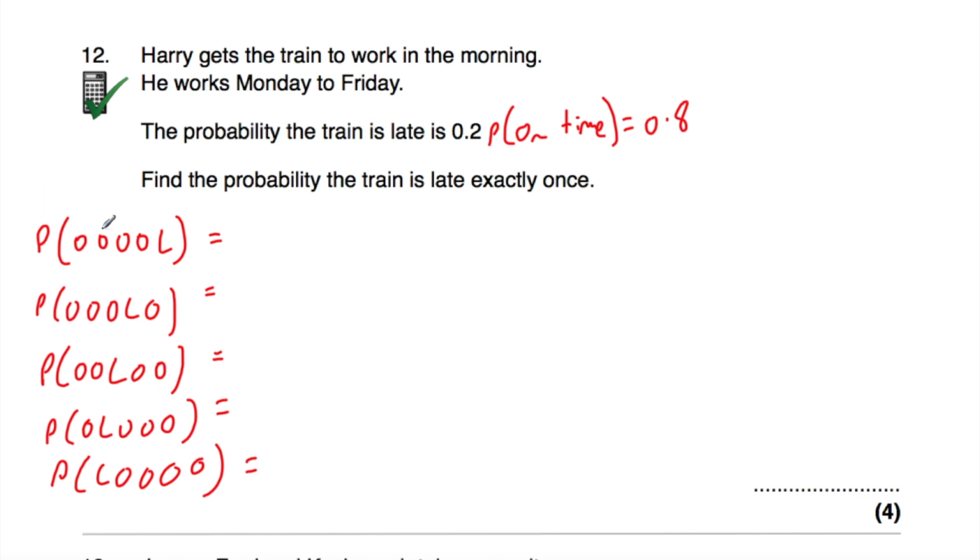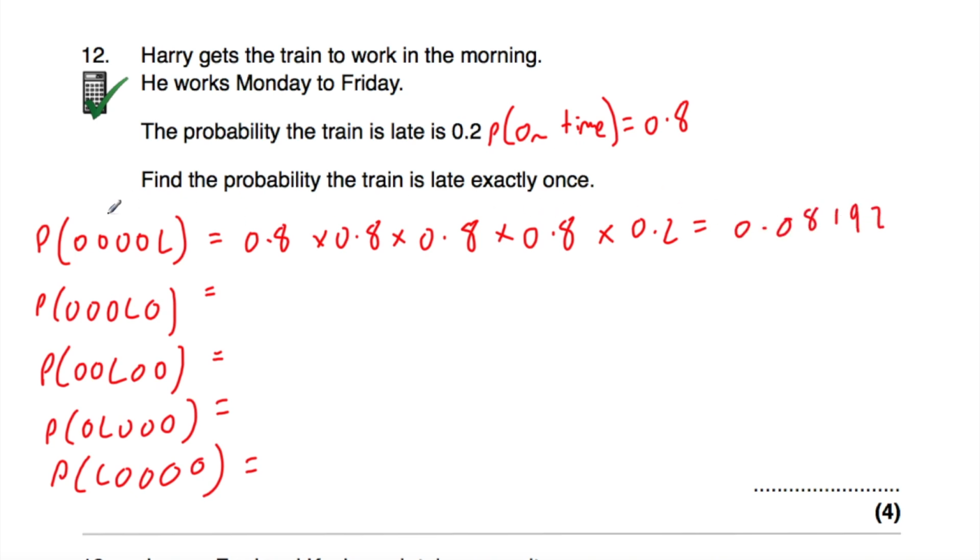So the probability of on time, on time, on time, on time, late: the probability of being on time is 0.8, so that'd be 0.8, times another 0.8, and another 0.8, and another 0.8. We could write 0.8 to the power of 4, but I would just jot it out like this to begin with, and then multiply by the probability of being late, which is 0.2. If we work this out in our calculator, 0.8 to the power of 4 times 0.2, that gives us an answer of 0.08192. So that's the probability of the train being late on Friday, but on time all the other 4 days.